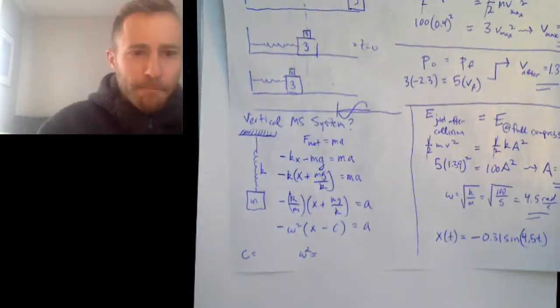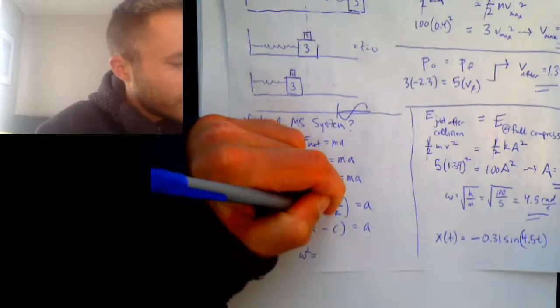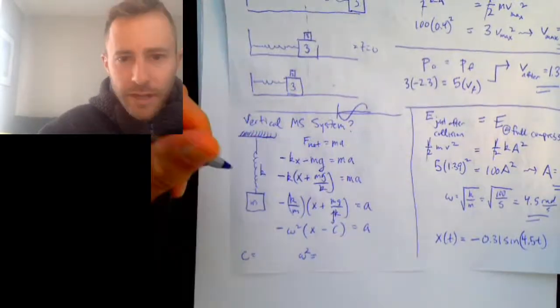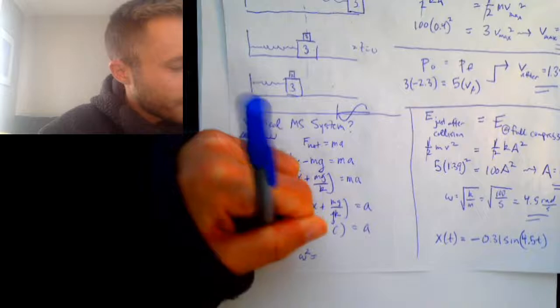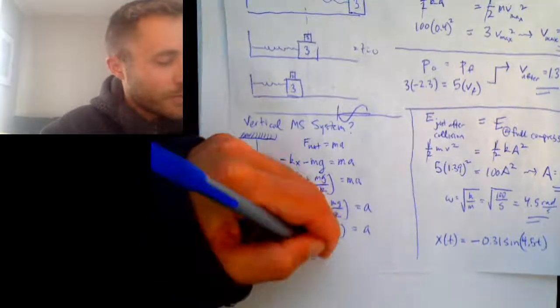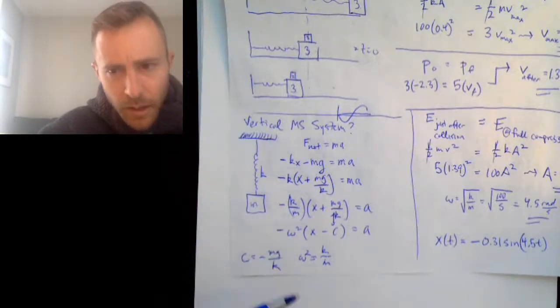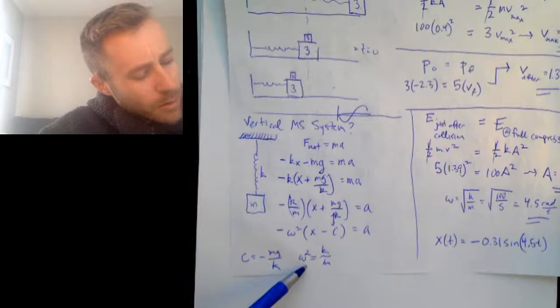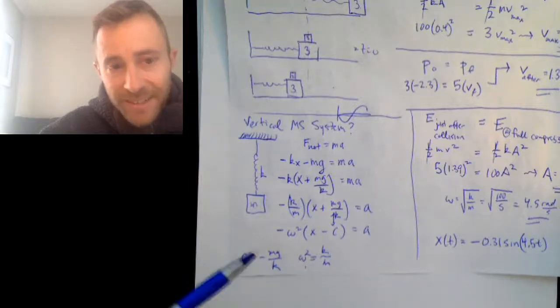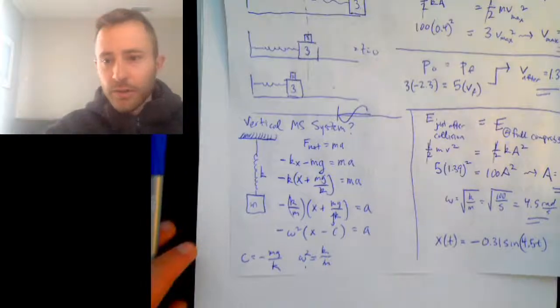Very good, yeah. So by comparison here, we can see that c is negative mg over k. And omega squared is just k over m. So the first point is that omega squared is the same as it was when it was vibrating horizontally.